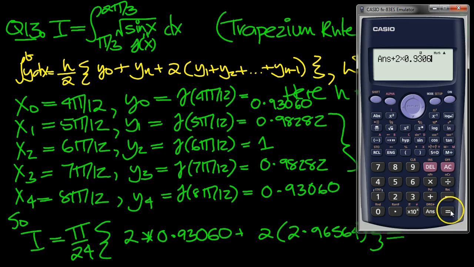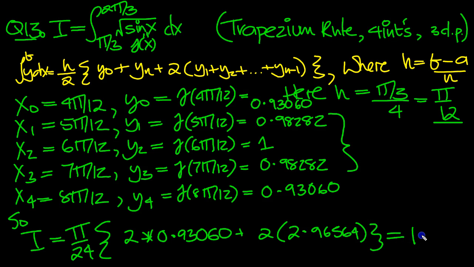We get this number, this is the whole number in the bracket here, times by pi divided by 24. So times by pi, and then divide that number by 24. We get 1.020 to 3dp. 1.020, and that was the 3 decimal places.